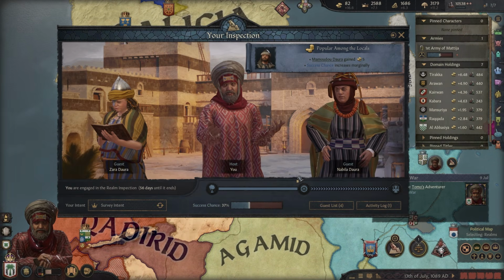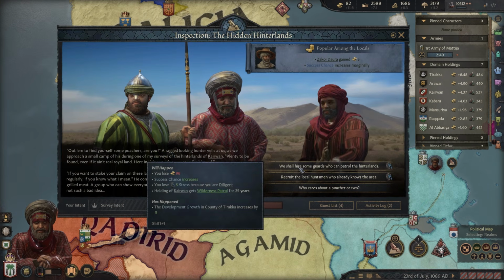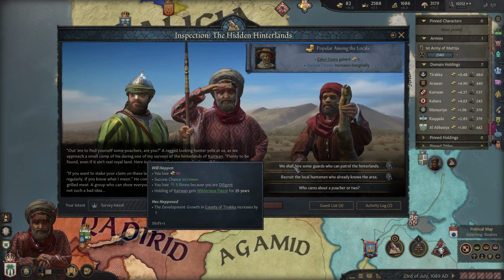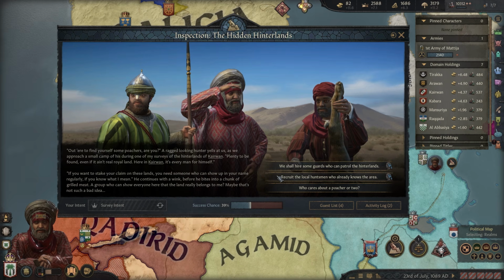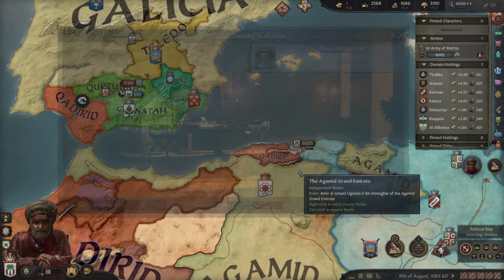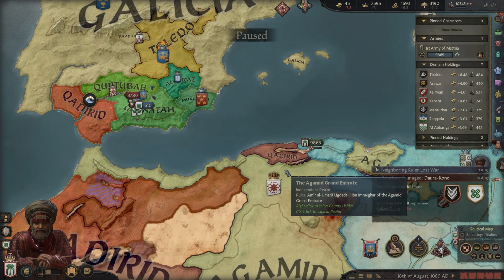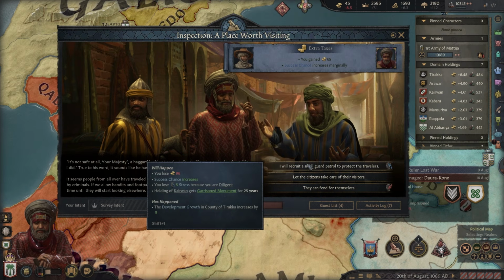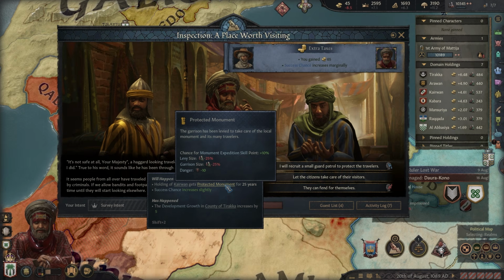I'll attempt to improve taxes and development here. Hidden hinterlands. I will pay some money and lose some stress. Get wilderness patrol. Or do I hire the local huntsman here? I'll do this. I'm a little low on money, but that's okay. I can improve taxes here to get 20% increased taxes. You know what? Let's try and improve taxes here. Okay. I could let citizens take care of their visitors. That's fine, yeah.